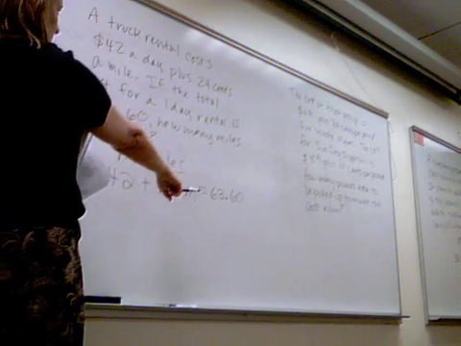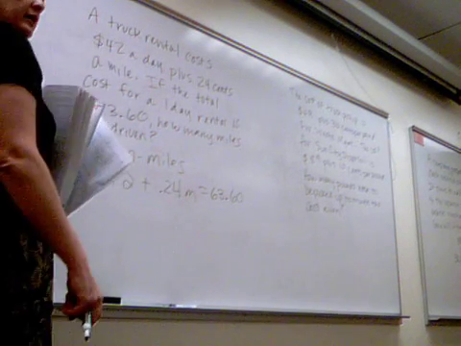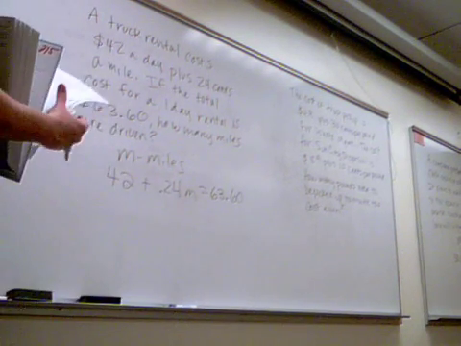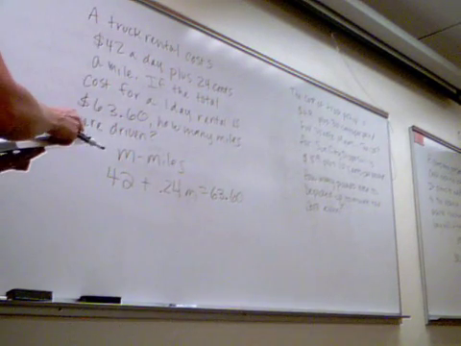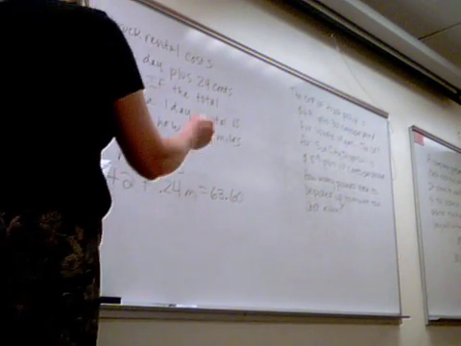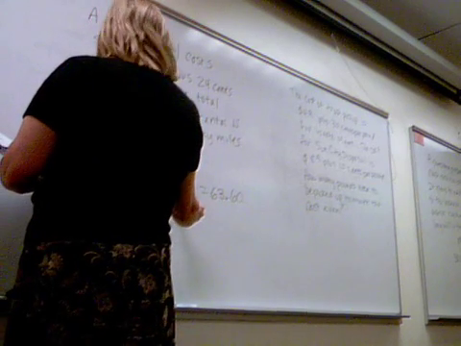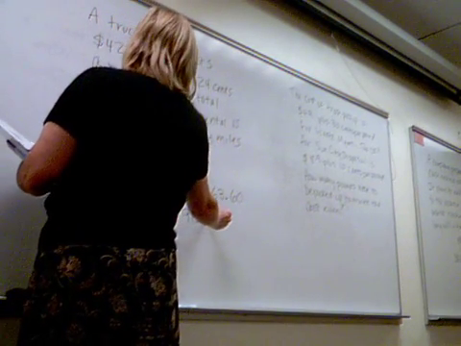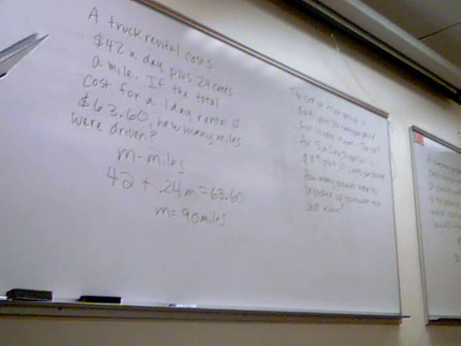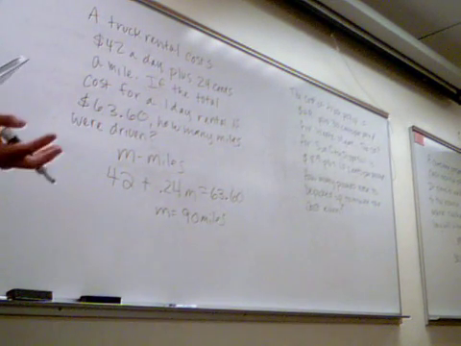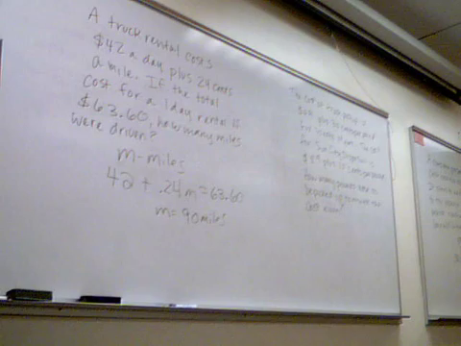Because in this problem I have a dollar figure. I have dollars and cents. So 24 cents I need to write as a decimal as well. That's important. When I solve this problem, I'll end up getting M equal to 90 miles. Have I answered the question? Yes, so 90 miles were driven. The hardest part is setting up the equation and realizing 24 cents had to be written as a decimal.